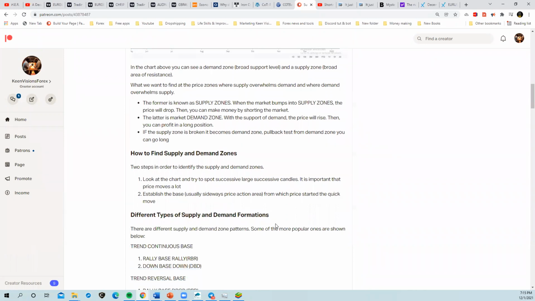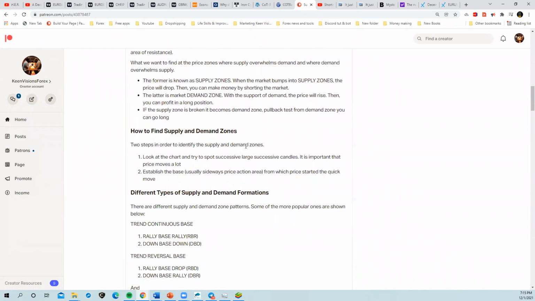Now, how to find supply and demand zones? Two steps in order to identify the supply and demand zones. Look at the chart and try to spot large successive candles. It is important that price moves a lot. Establish the base, usually a sideways price area from which price started the quick move.